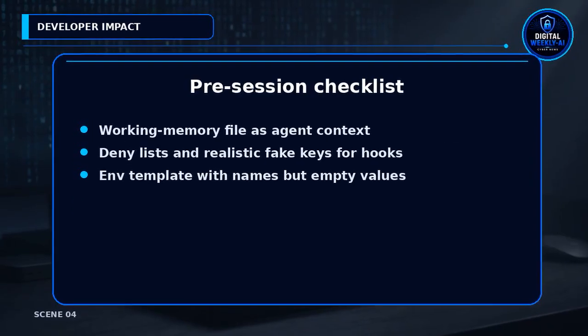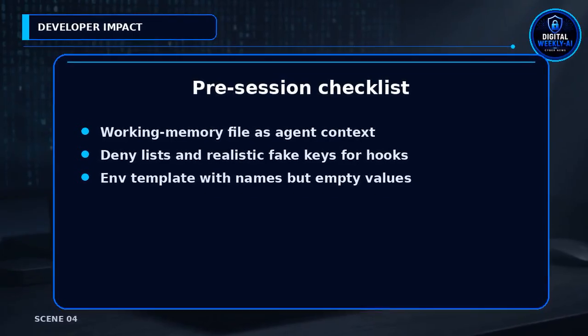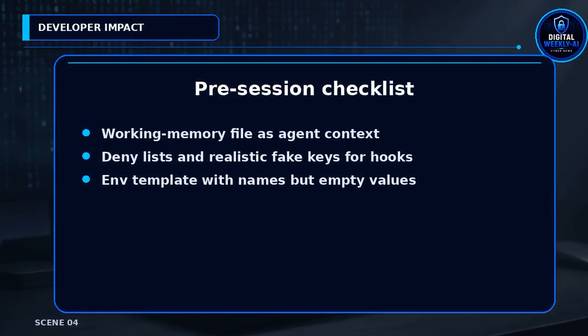Agents start each session with no memory. Add 5 files before the first line: a working memory file, deny lists, env templates, pre-commit hooks, and a project rules file. Use read/.env to catch .env at any depth. Test hooks with realistic shaped fake keys.